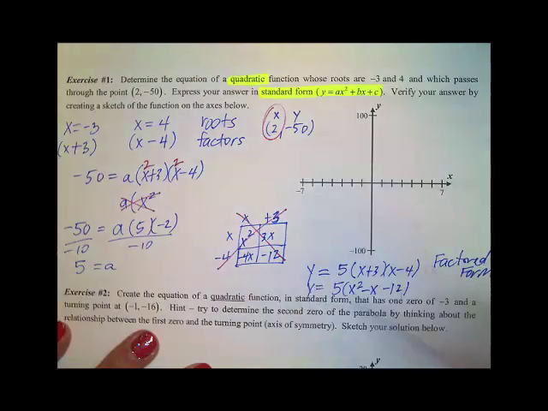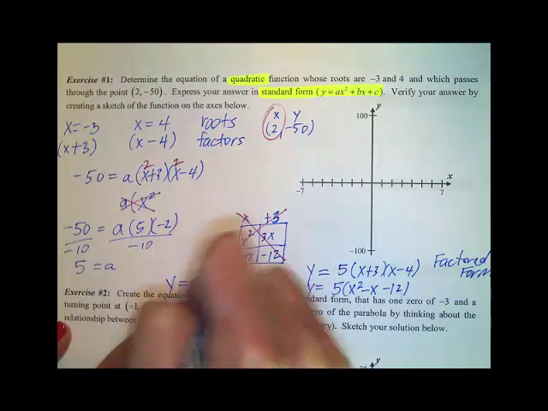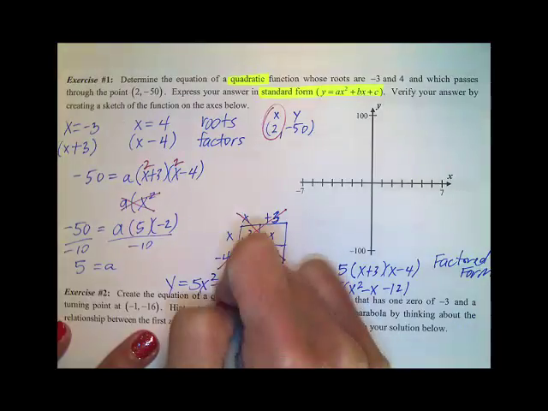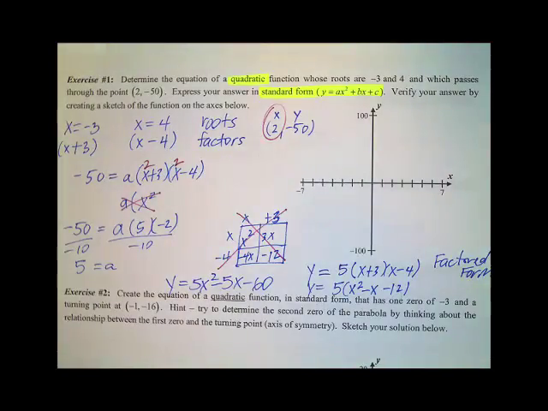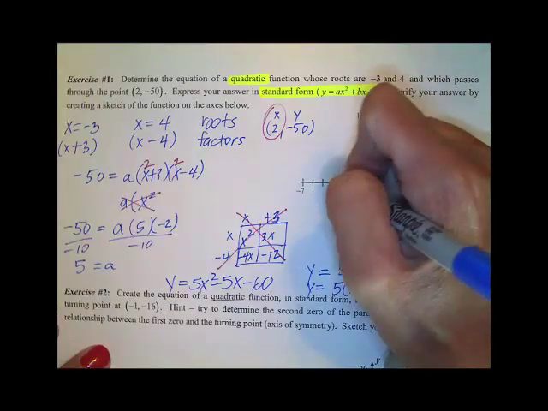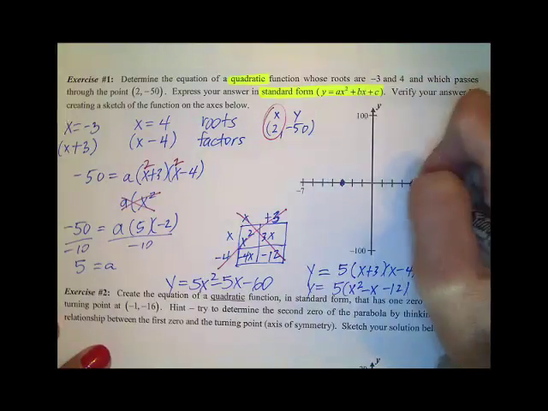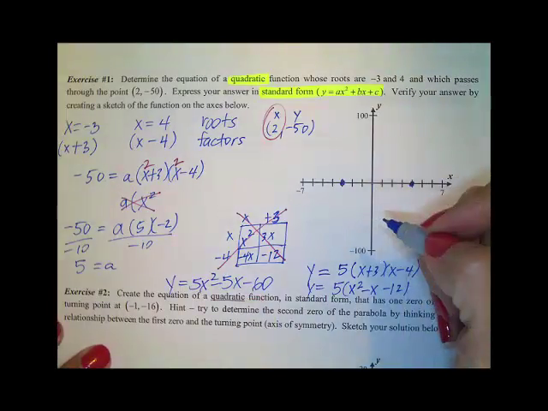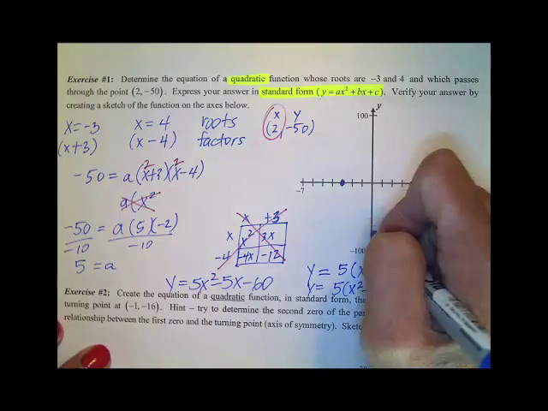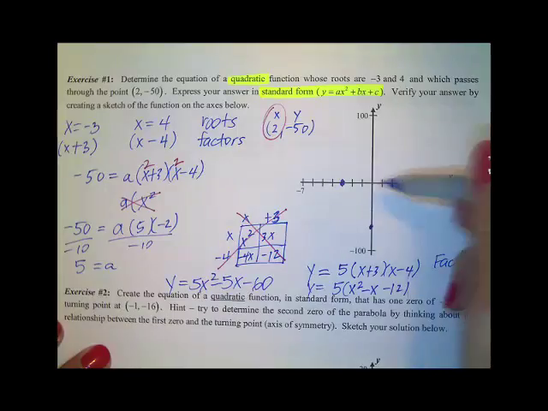So therefore my answer is y equals 5x squared minus 5x minus 60. And I could multiply that on my own. So that is the standard form of that equation. And remember, standard form doesn't tell us very much. It tells us our y-intercept is negative 60. But that's it. Okay? Factored form tells us so much more. So we have a root at negative 3 and a root at positive 4. We know, again, our y-intercept is negative 60, and it's not the turning point. The turning point has to be between these, somewhere at 1.